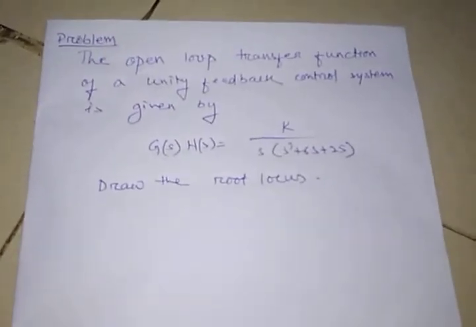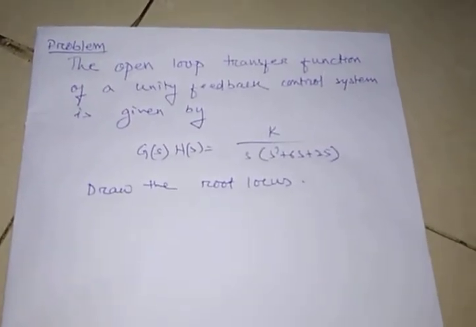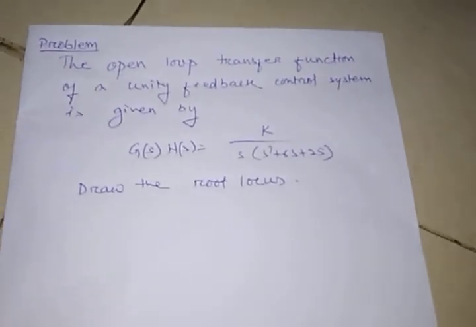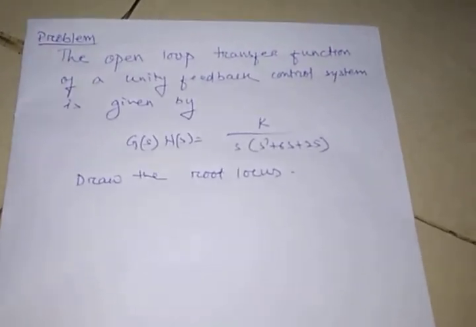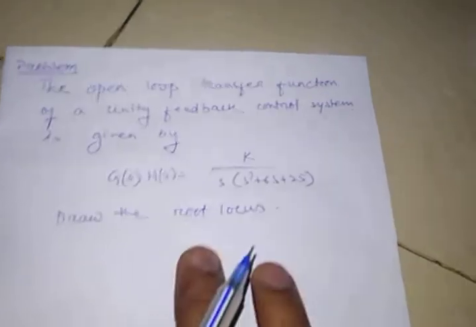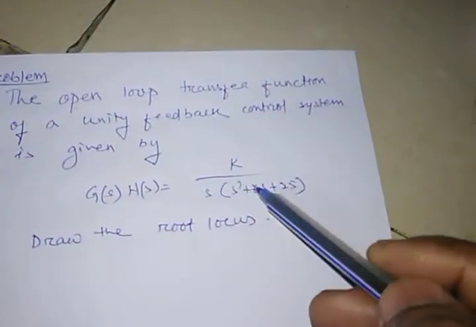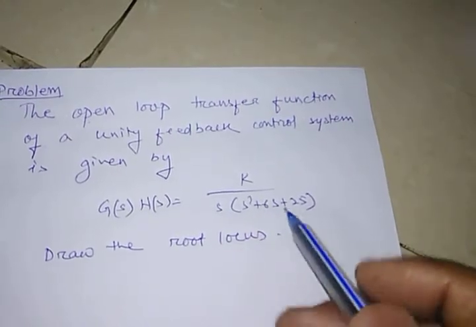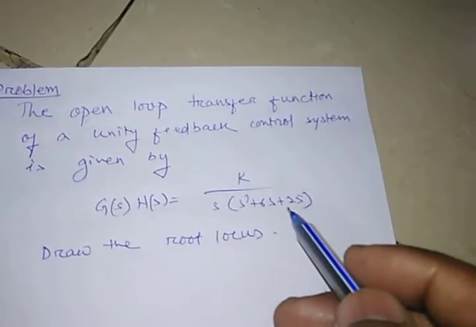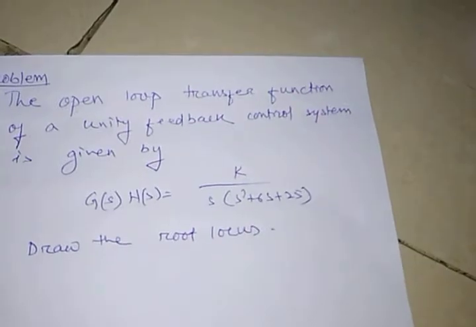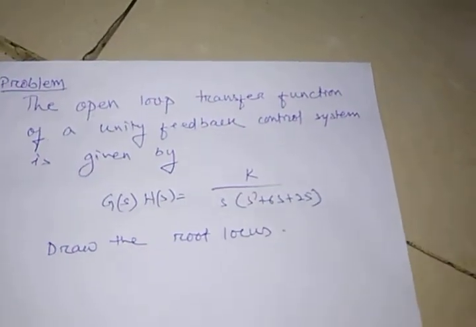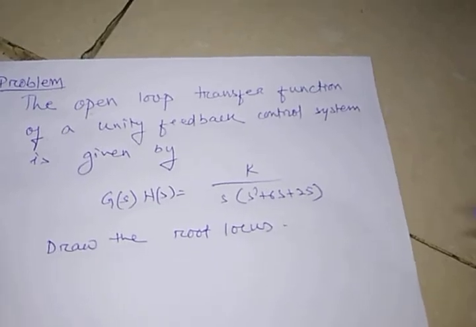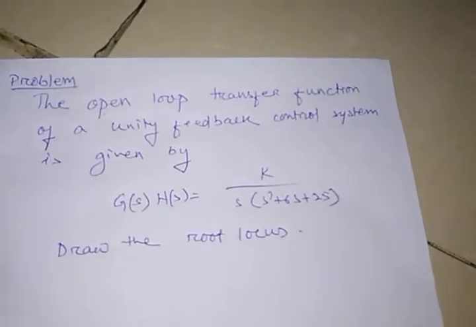We will today solve a problem of root locus. The problem is: the open loop transfer function of a unity feedback control system is given by G(s)H(s) equals K divided by s(s² + 6s + 25). This is the given problem. This is the open loop transfer function of a control system, and the question is asking to draw the root locus.